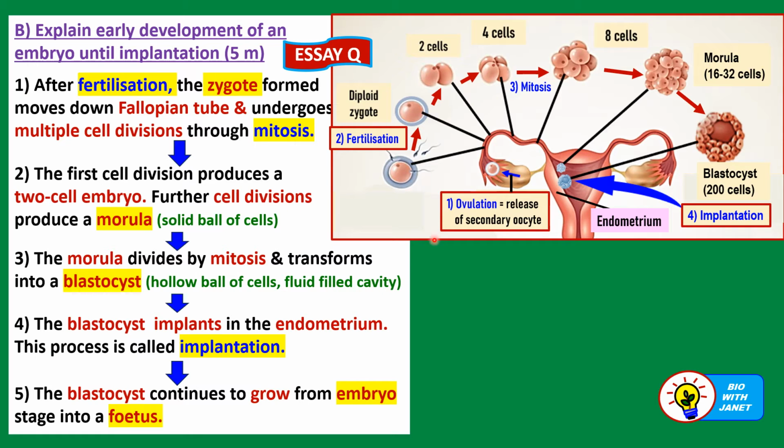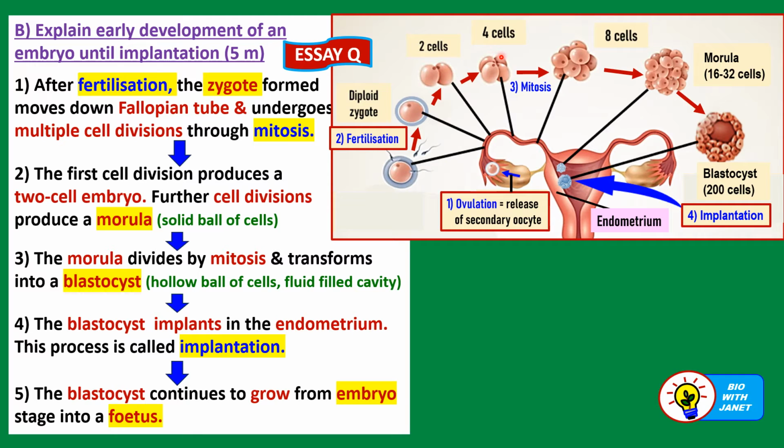All right, just now we discussed the table, so let's try to find out how to write it in an essay format. Now, first of all, there's ovulation, according to this diagram here. Based on this diagram, ovulation occurs, that's the release of the secondary oocyte into the fallopian tube, right? And then fertilization occurs in the fallopian tube, whereby the nucleus of the sperm fuses with the nucleus of the ovum here, right? Next, after fertilization, the zygote is formed and it travels down the fallopian tube. It undergoes multiple cell divisions through mitosis, and it will form 2 cells first from the first cell division. So this is called a 2-cell embryo.